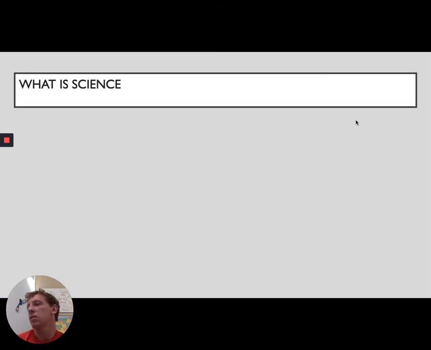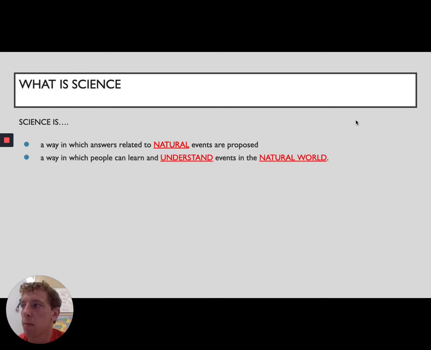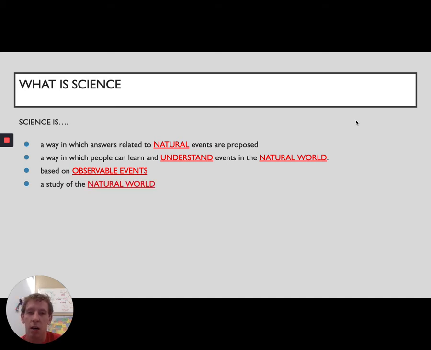So, what is science? Science is a way in which answers related to natural events are proposed. So, a way in which people can learn and understand events in the natural world based on observable events. So, make sure we are talking about observable things, a study of the natural world. We're going to be talking a lot about the natural world and stuff like that.